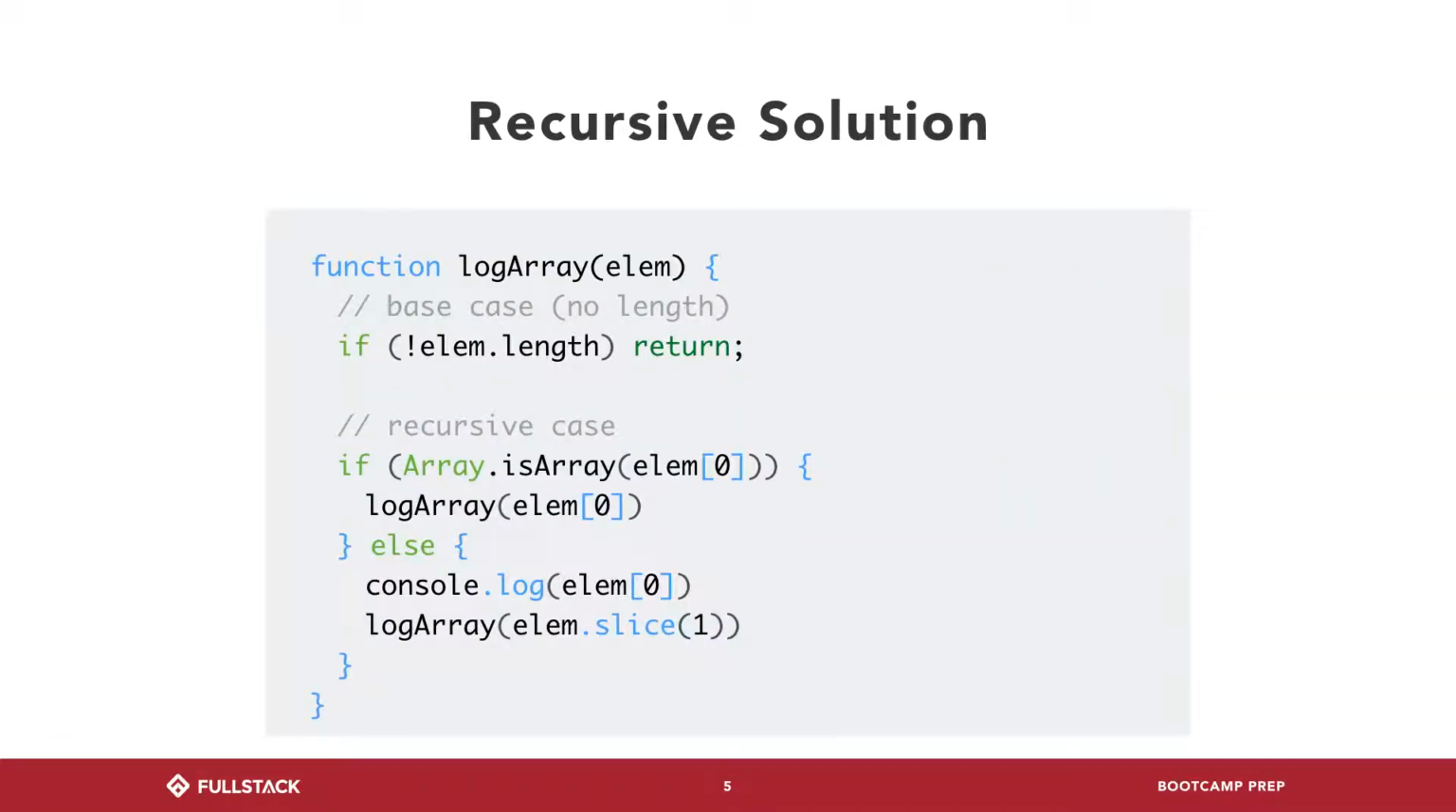So this is the recursive solution, where we have our base case, which is, if the array is empty, just return nothing. We don't need to return anything. But otherwise, if it's an array, then call it on itself. And if it's not an array, let's just log it out and then try to figure out what the rest of the thing is.